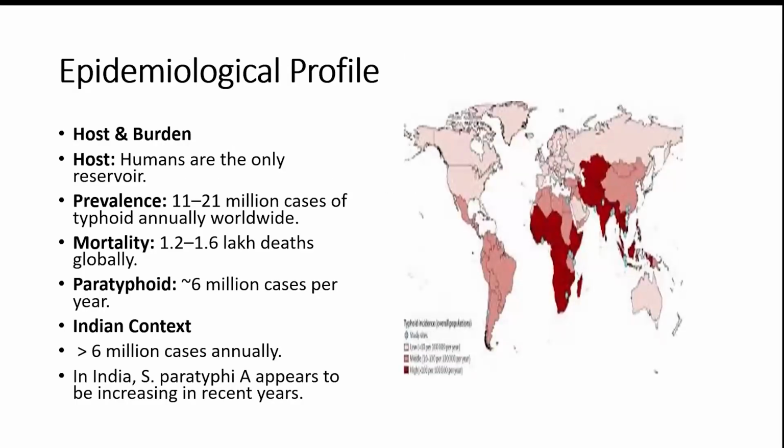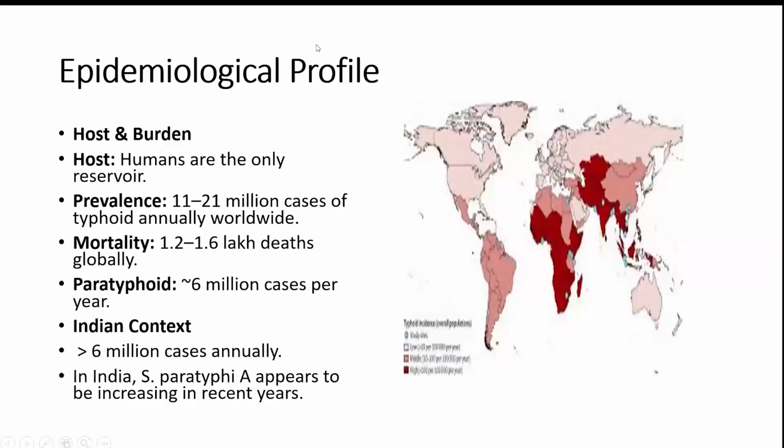Now come to the epidemiological profile. Human is the only reservoir of the infection. The prevalence worldwide is 11 to 21 million per year. The mortality is 1.2 to 1.6 lakh deaths globally.